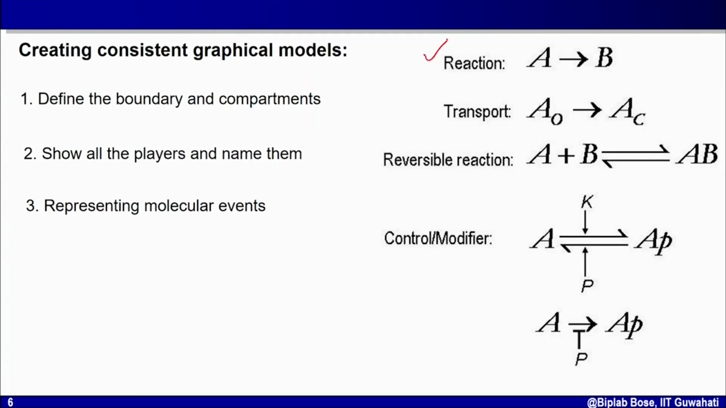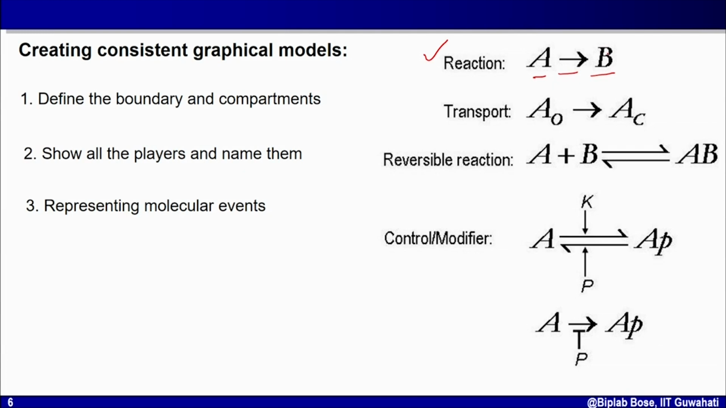That does not mean that it is an exhaustive list, but I want to give you an example of how we consistently draw certain molecular processes. The first one is a simple reaction. A is becoming B. So you just represent that by A to B by an arrow with an arrowhead at the product.